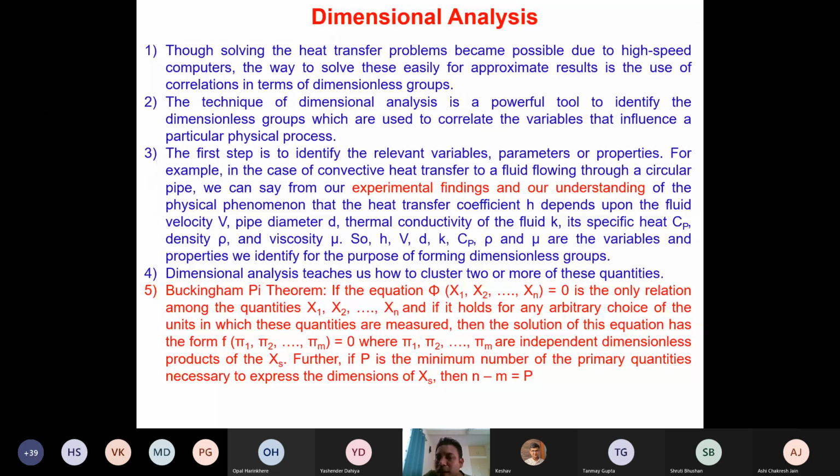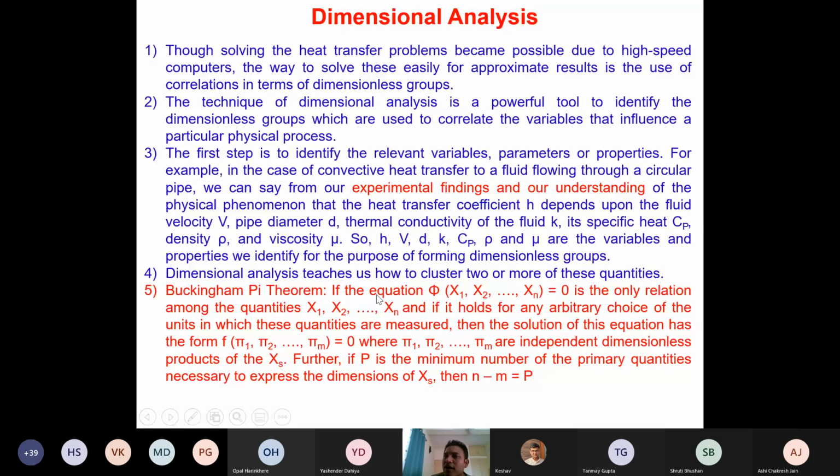So for that, the first step is to identify what are the different parameters or the variables that are going to have effect on the heat transfer coefficient. Okay, so in this case for a pipe flow, we can clearly say that the heat transfer coefficient H can be related to velocity V, diameter D, thermal conductivity K, specific heat Cp, density rho, and viscosity mu. Okay. So dimensional analysis teaches us how to cluster two or more of these quantities.